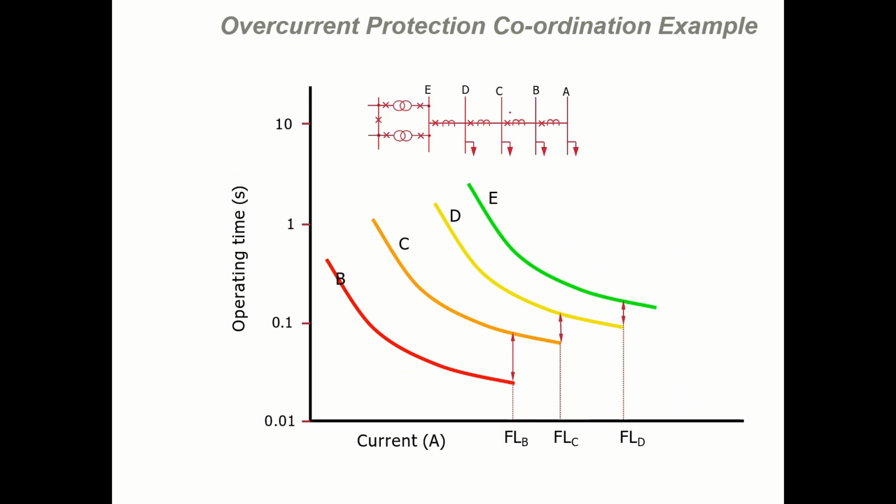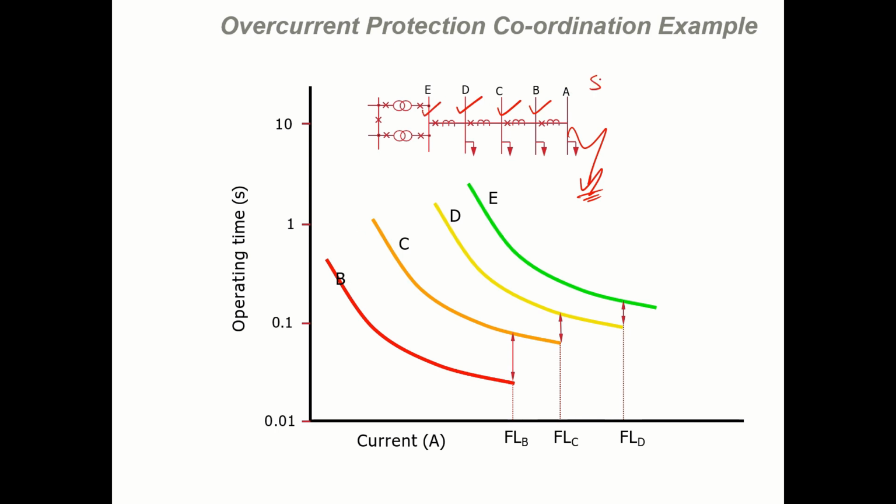Now suppose a simple example. We have these 5 buses E, D, C, B, A, and there are relays installed at locations E, D, C, B, A, and suppose we have a fault at location A. Now for this fault location, what should happen? First of all, relay B should operate. If relay B fails to clear this fault, then C should operate, then D, and then E. That means relay B should be the fastest relay.